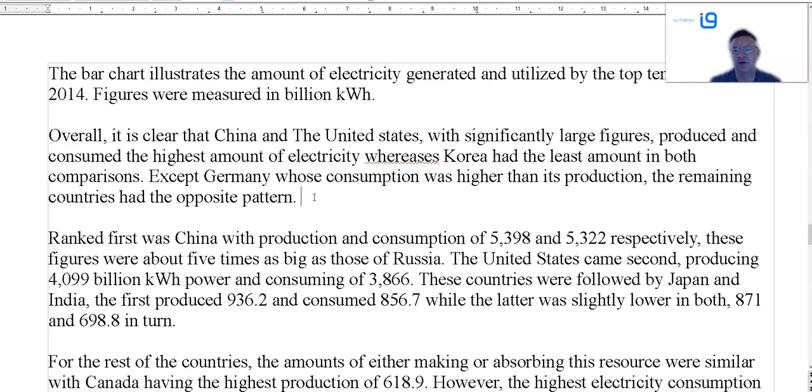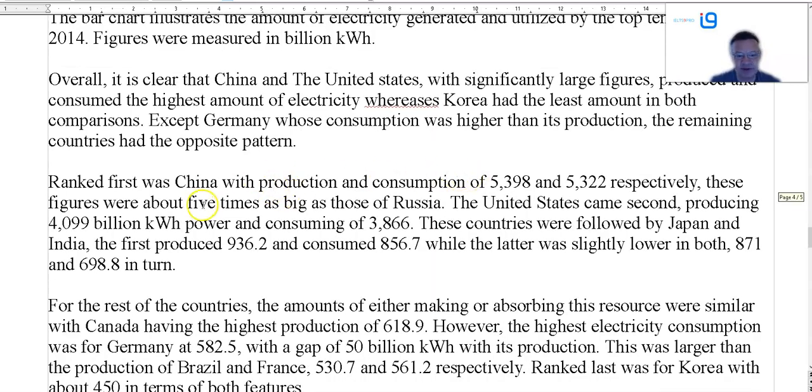9 out of 10 produce more than they consume, with one exception. Okay, and then what's the biggest? First with China, respectively, as big as those. Why are you comparing China with Russia? Why not compare China with the second biggest, the United States? I mean, why would you compare it with Russia as opposed to Brazil or France or any other country? Why would you do that? It's like, what's the purpose? Compare the first and second, but why would you compare the first and the third?